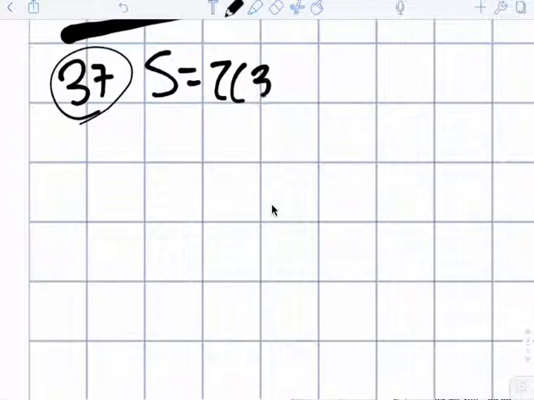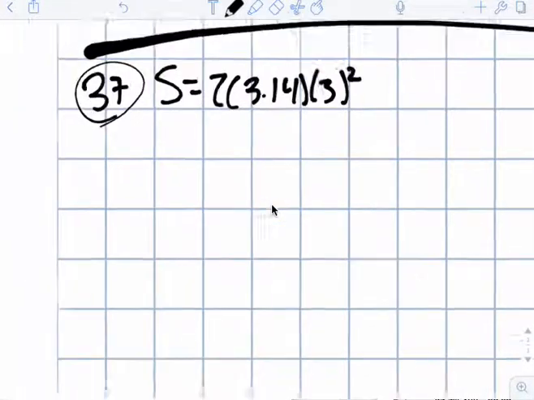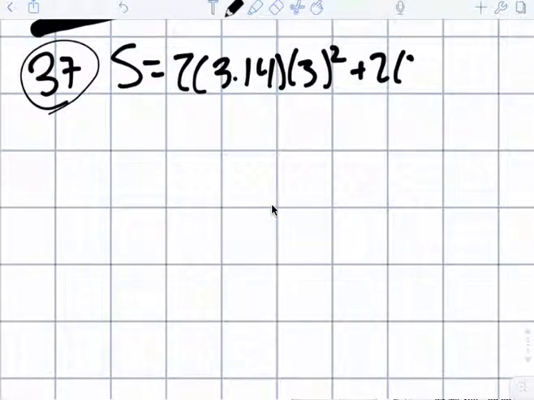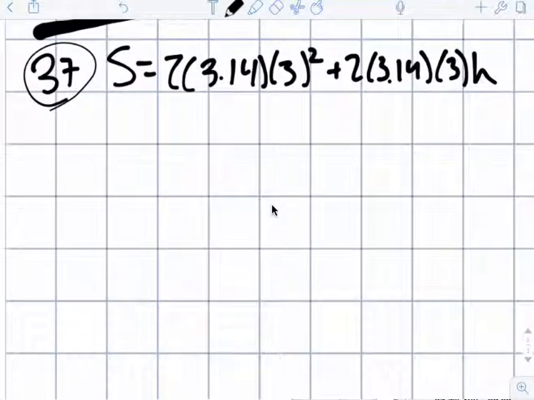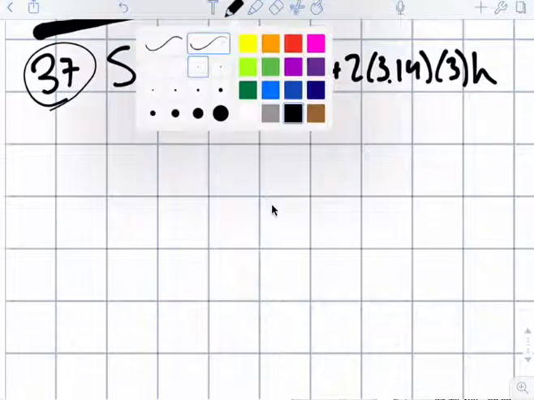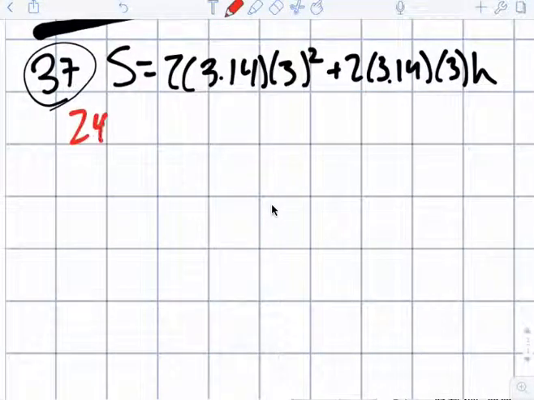All right, 37. The surface area S of the cylinder shown in the figure is approximated by the equation S is equal to 2 times 3.14 r squared plus 2 times 3.14 times r h, with r equal to 3. The surface area is 244.92 square inches. Find the height.